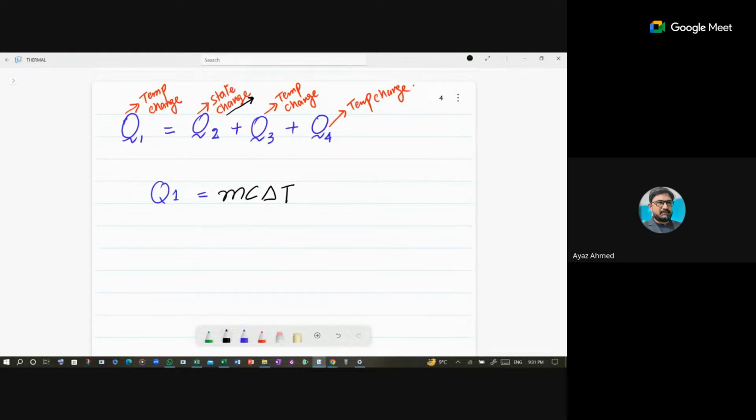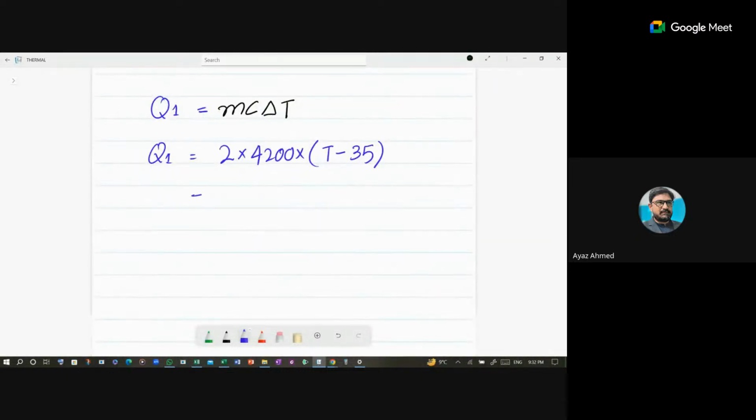So okay, let's talk about that. Q1 is the heat. Now tell me how much water I had used? 2 kg of water. What is the C of water? 4200. What is change in temperature? Final temperature is unknown. Initial temperature is your 35 degree centigrade. Right? So tell me what will it be? I told you to keep a calculator: 8400 times T minus 35. Please multiply this one, 2 into 4200 into 35. What will be your answer, please?